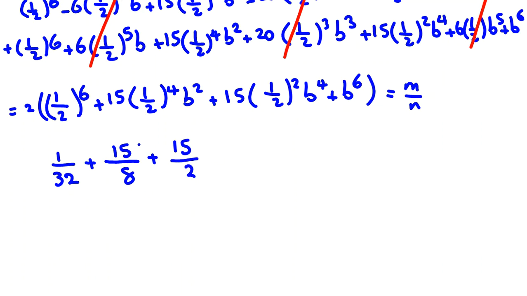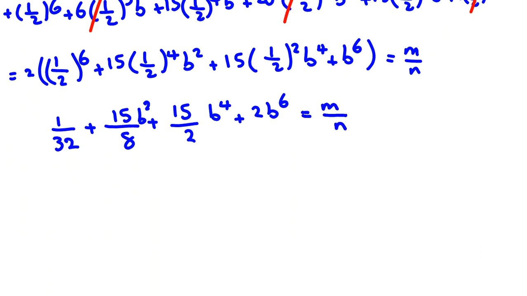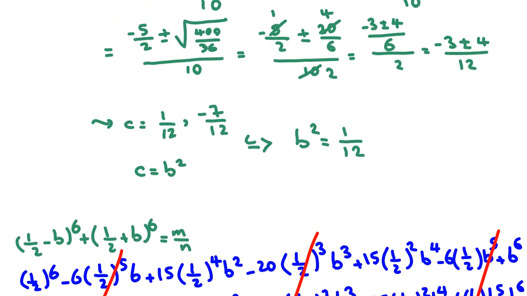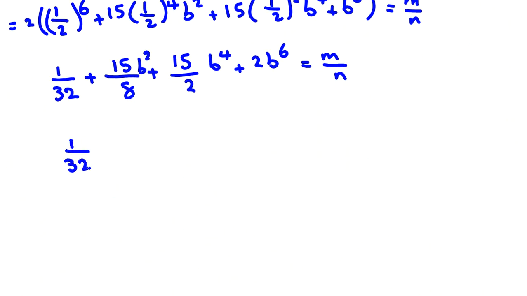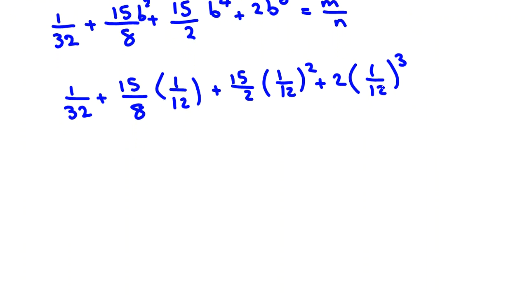Here b squared, here b to the 4, plus 2 times b to the 6th. So it is m over n. If you want to calculate, we said what? b squared is 1 over 12. So I can say 1 over 32 plus 15 over 8 times (1 over 12) squared, sorry, plus 1 over 12, because b squared is 1 over 12. So 15 over 2 times (1 over 12) squared plus 2 times (1 over 12) cubed, because if b squared is 1 over 12, b^6 is b squared to the power of 3.